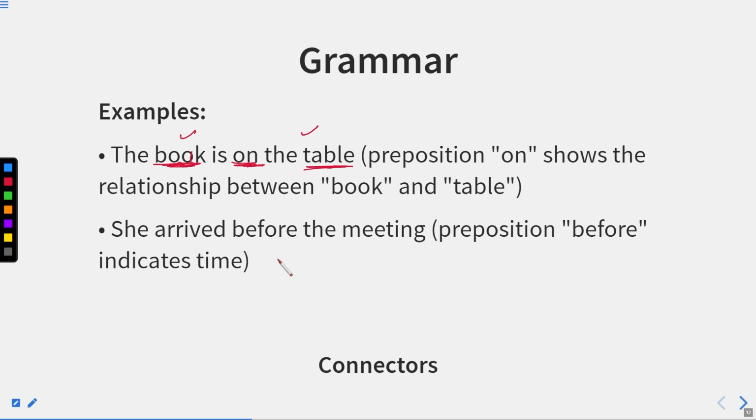She arrived before the meeting. So she arrived when? Before the meeting. So here the verb is "arrived" and "she" is the subject, you can see. Now "she" and "meeting", "arrived" is somewhere before the meeting. So "before" is here to show her arrival before the meeting. The preposition "before" here indicates the time of her arrival. So this is how a preposition works or connects two words together.